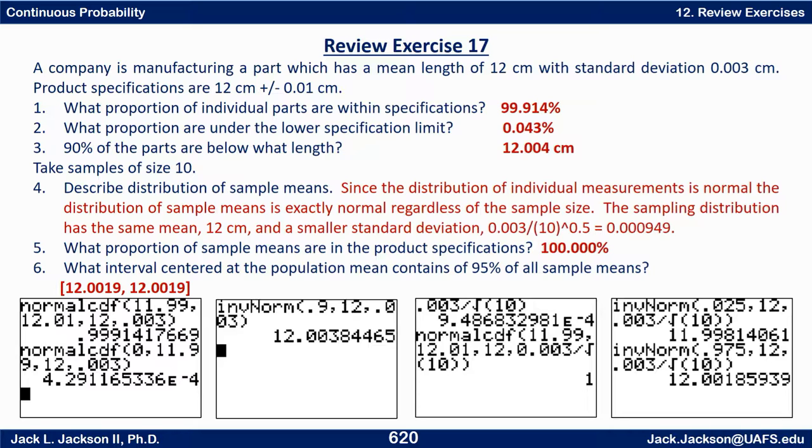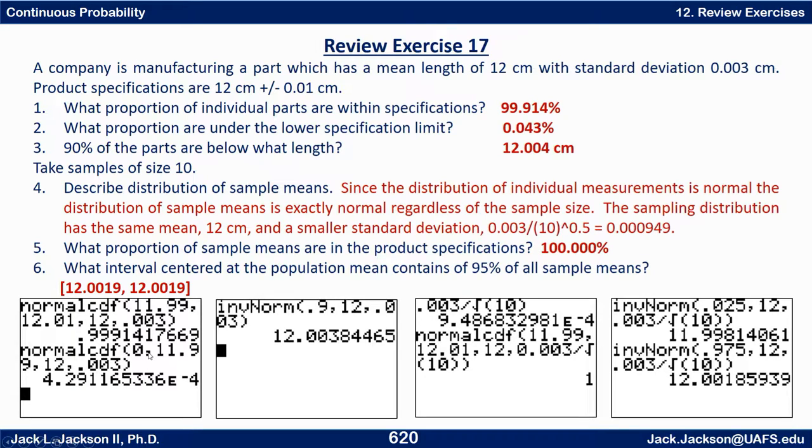What proportion are under this lower spec limit? Okay, so 1 minus this 99.914% is how much are outside, but how much are on the lower side? Well, that's going to be normal CDF. The parts probably can't have a length less than 0, so we're going to start at 0 and go to 11.99, which is the lower spec limit, and then with a mean of 12 and a standard deviation of 0.003.